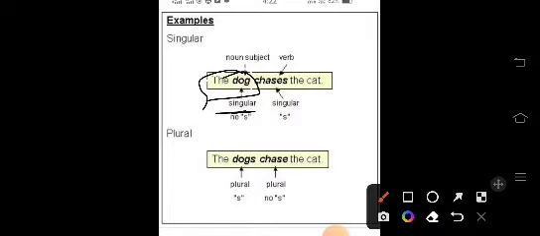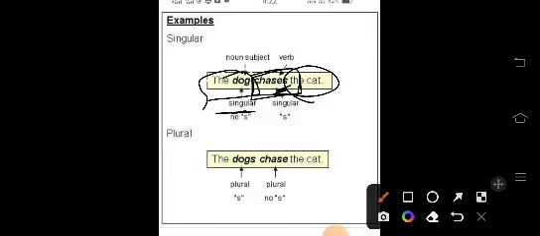The main verb, what he is doing with the cat, he is chasing the cat. So, this is our verb, chases. So the dog is a singular subject. It will agree with the singular verb, means the verb which is ending with s or es. So that's why we wrote the dog chases the cat.